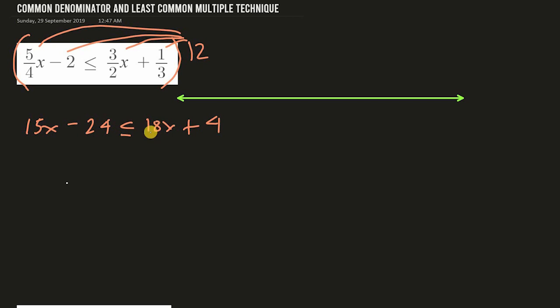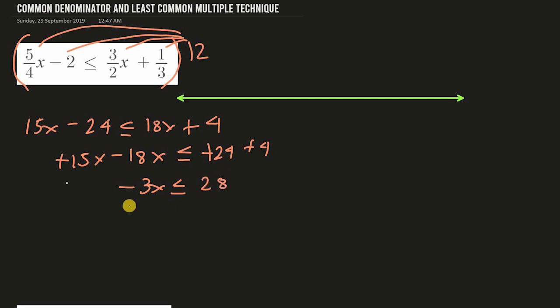So, transpose natin yung x ulit sa kabila. That would be positive 15x minus 18x is lesser or equal to negative 24. Negative yon, magiging positive sa kabila, plus 4. So that would be equal to negative 3x is lesser or equal to negative 24 plus 4 is negative 20. Divided by negative 3, divided by negative 3.